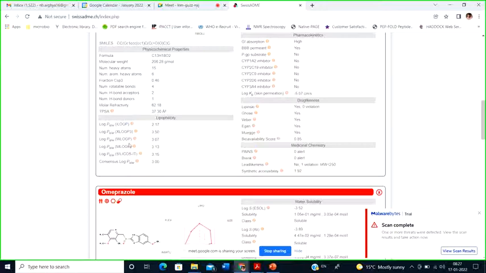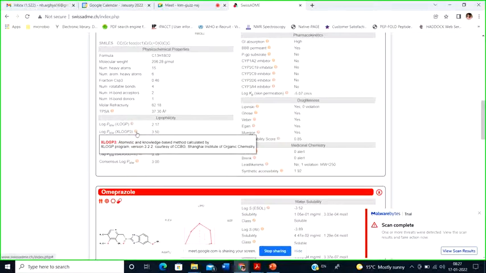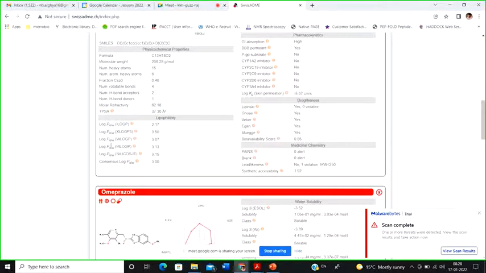Now, how do you know it? Simply hold your mouse over this question mark. If you simply hold your mouse over the question mark, it is going to tell you the details of this particular thing. See? The atomistic and knowledge based method calculated by the XLOGP program was developed by the Shanghai Institute of Organic Chemistry, whereas WLOGP was developed by Wildman and Crippen, whereas MLOGP was developed by various people, Moriguchi, Lipinski, okay, and they all developed this particular system.